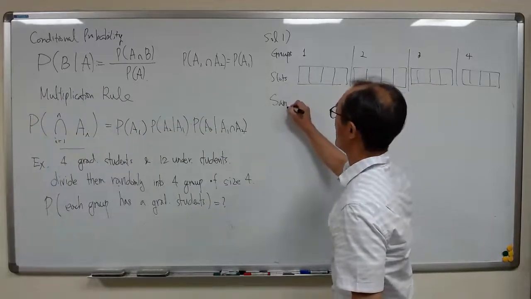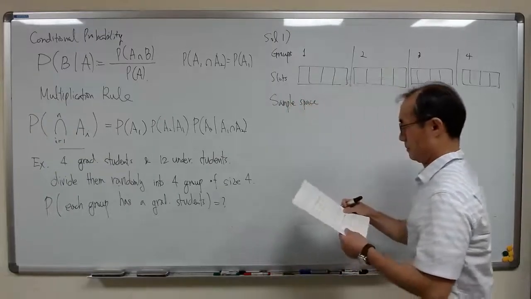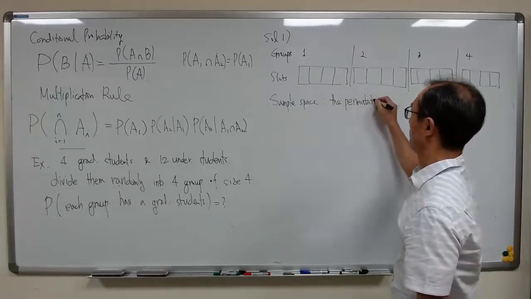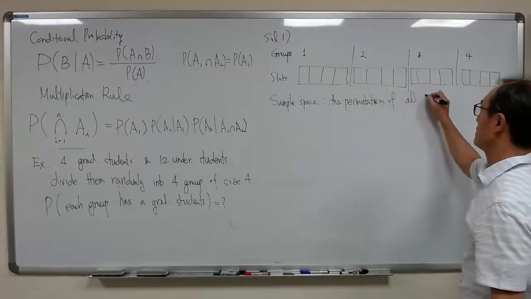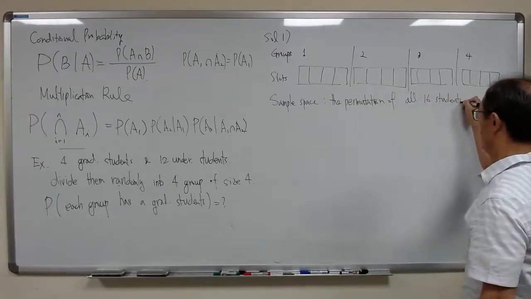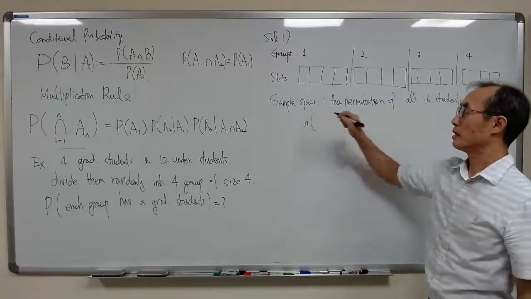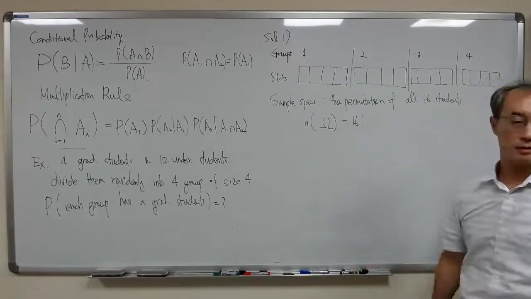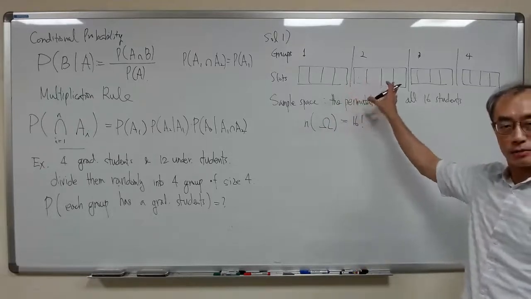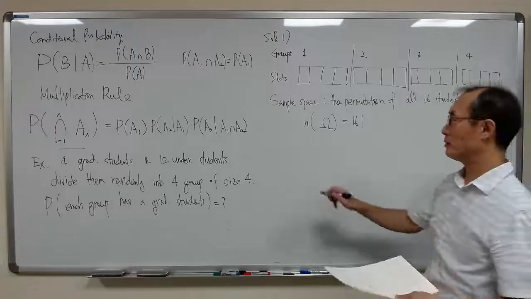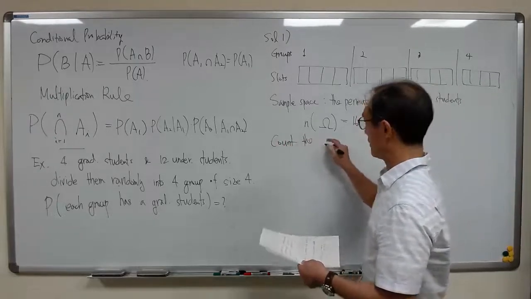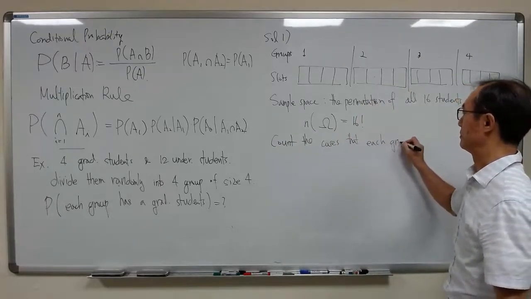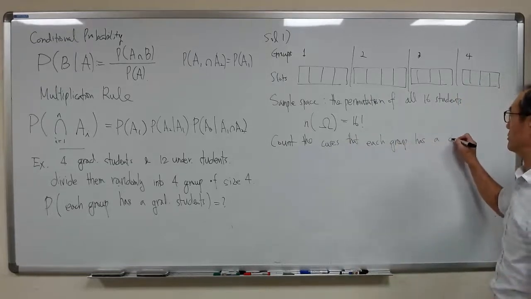And what could be the sample space? The sample space is the permutation of all 16 students. So the cardinality, or the number of elements, of the sample space is 16 factorial, right? All possible permutations of 16 different students. Among them, I'd like to count the cases in which each group has a graduate student.